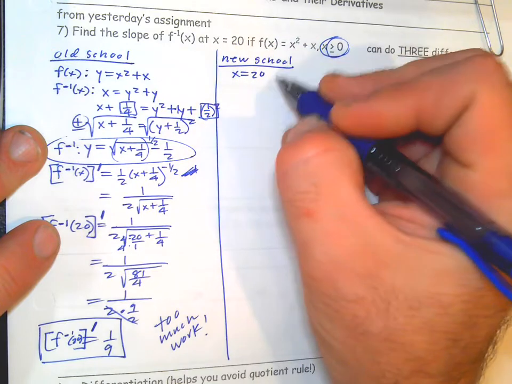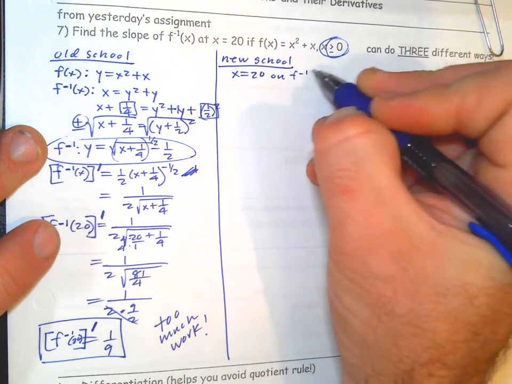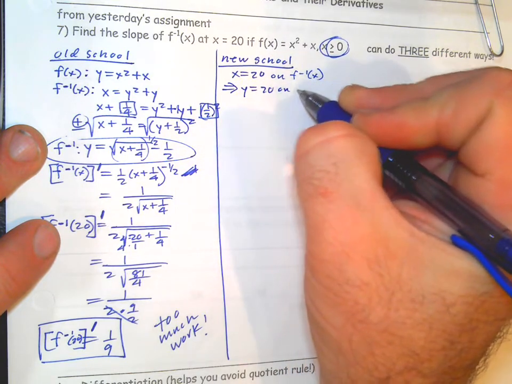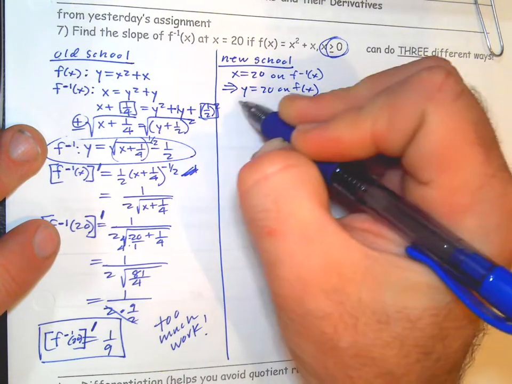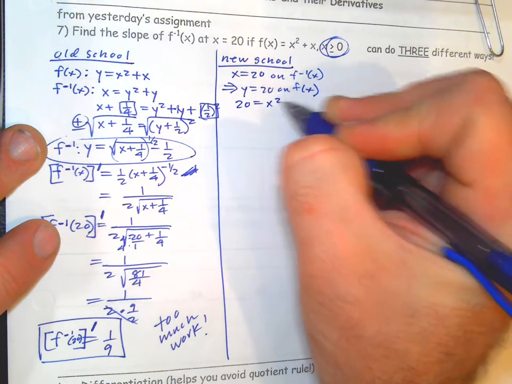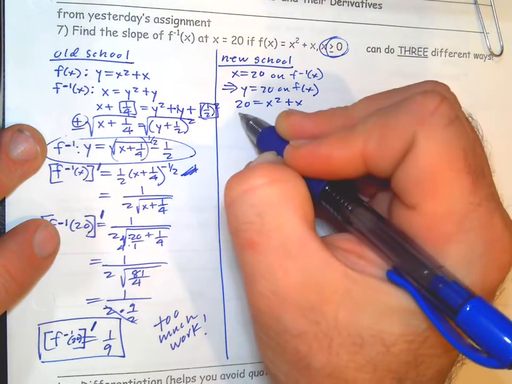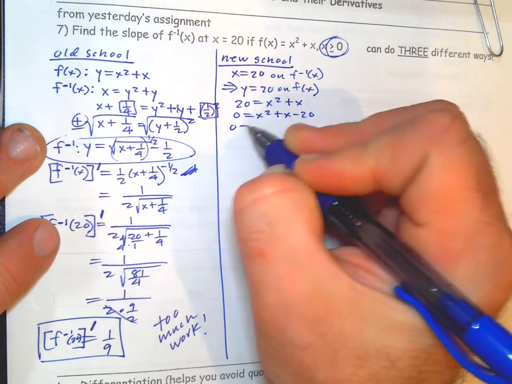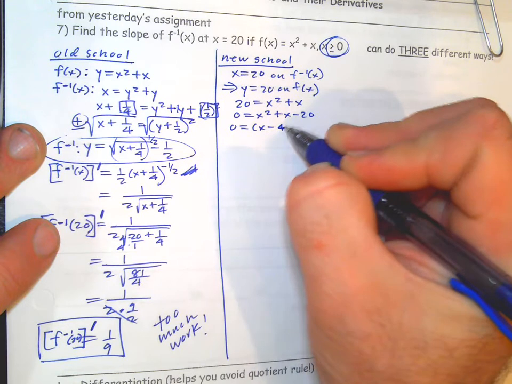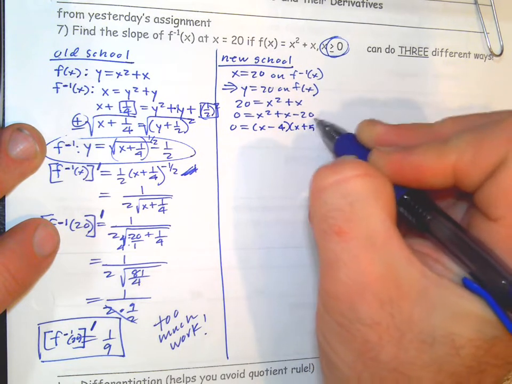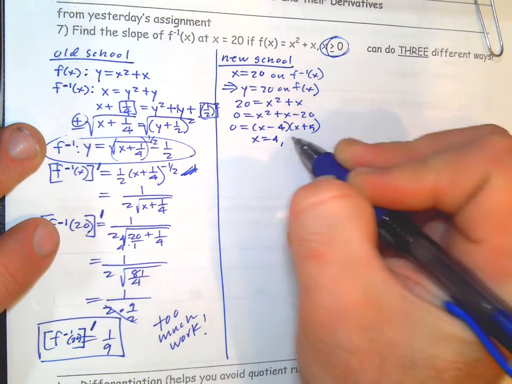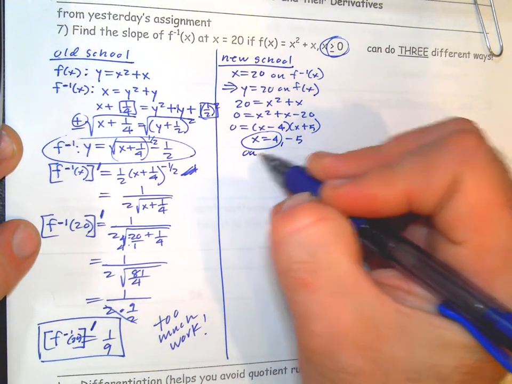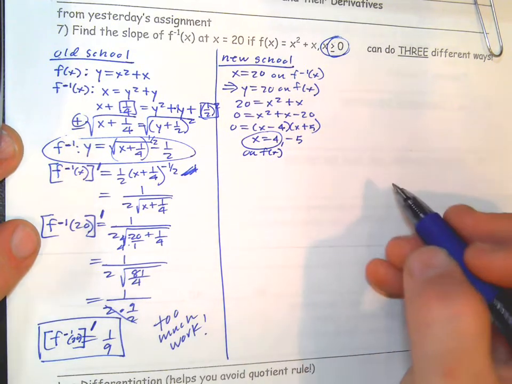Do not plug in x equals 20, because that is the x value on the inverse, which translates to a y value on the original, right? From that, you can plug it in and figure out what the x should be. So I'd move everything to one side, factor it. Now we're getting multiple answers, but we want the positive one. So this is on the original function. That's the value you need to use.